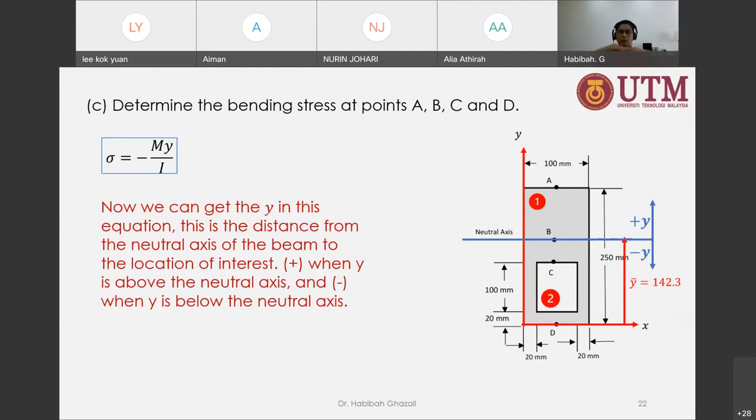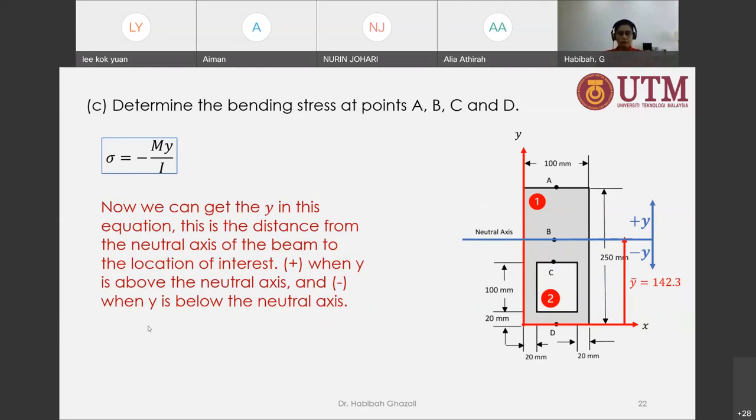So when Y is on the top, it's going to be positive. When the Y is at the bottom of the neutral axis, we are going to say that it is negative. So in a way, now your reference point is going to shift. So your reference point now for this y, the location of y, is going to be at that neutral axis. So your neutral axis is going to be 0. That is your reference point. And if we go up, it's positive. If we go down, that is negative. So let's sort that out.